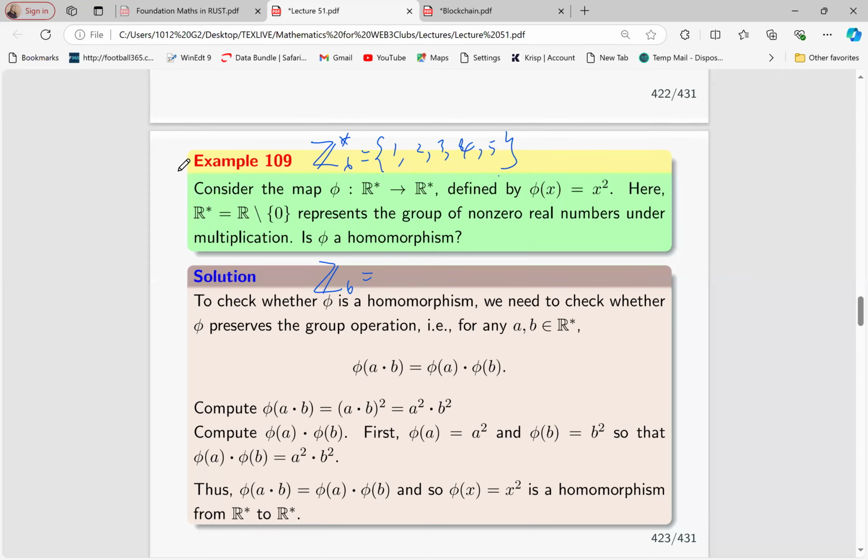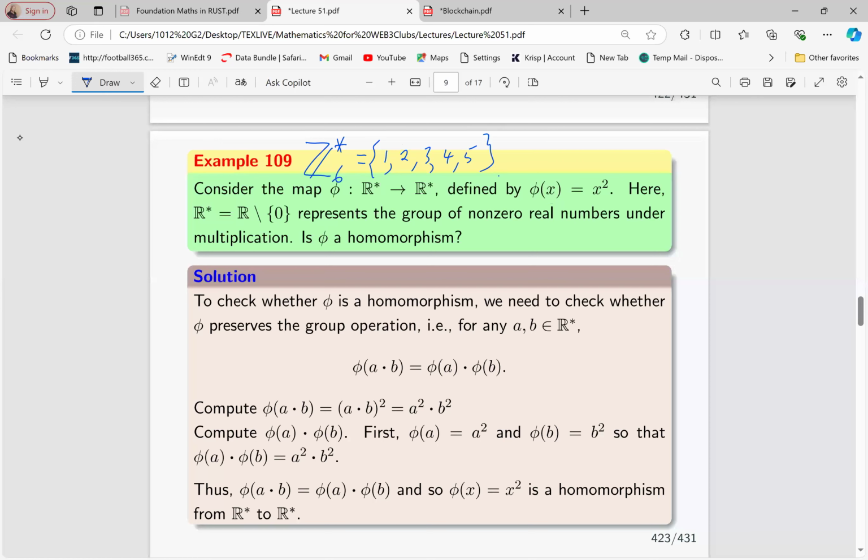But I don't mean that Z star 6 is a group. Z star 6, of course, would not be a group if you just remove 0. If you remove 0 and have this, it will not be a group.